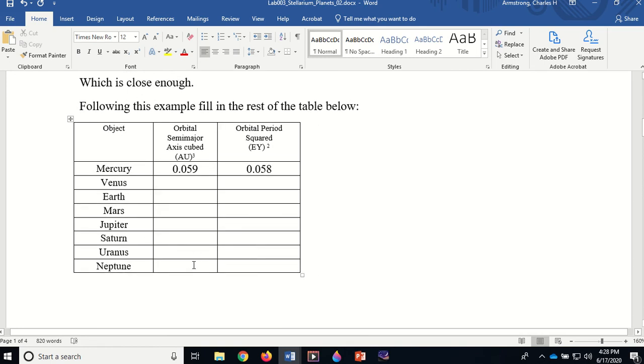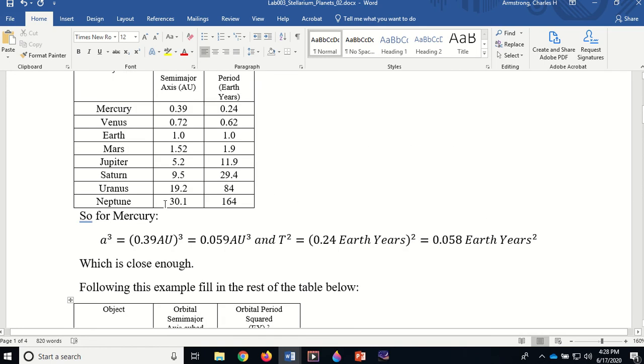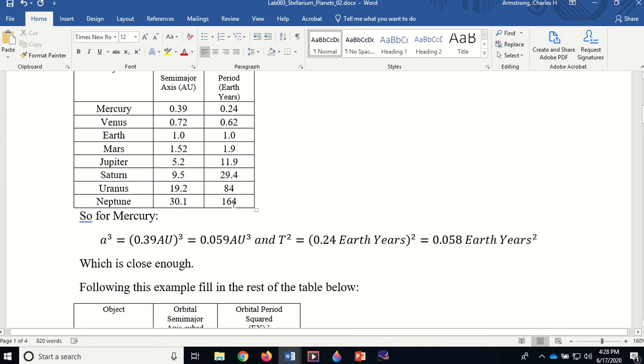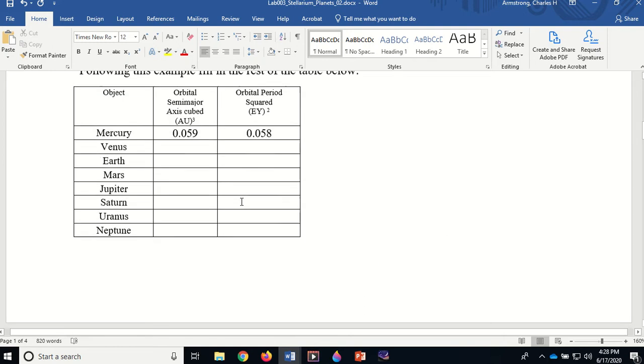These are going to get to be pretty big numbers. If you take a look up here, like 30.1, you're going to have 30.1 cubed and 164 squared. So keep in mind that these are going to be some big numbers when you get down here.